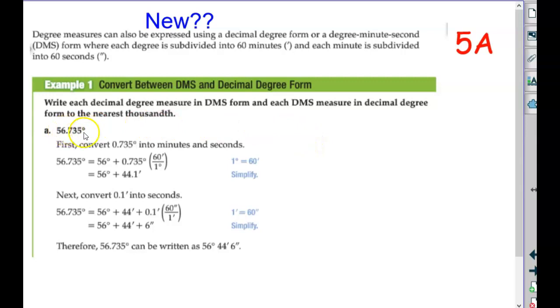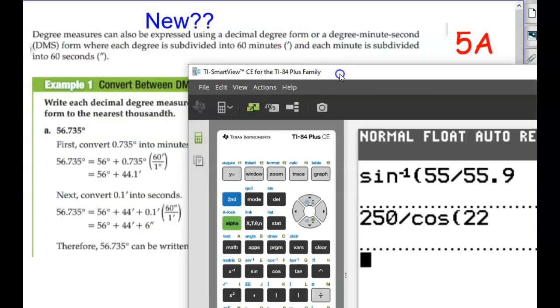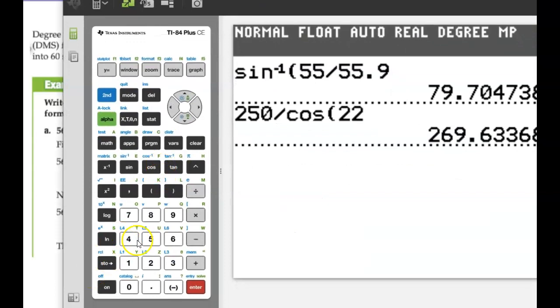So to convert this into degrees, minutes, and seconds, you would multiply the decimal part by 60, then take off the decimal part of that and multiply it by 60 again. We're just going to use a button on the calculator. So it is 56.735.